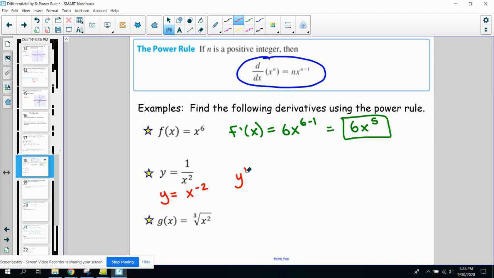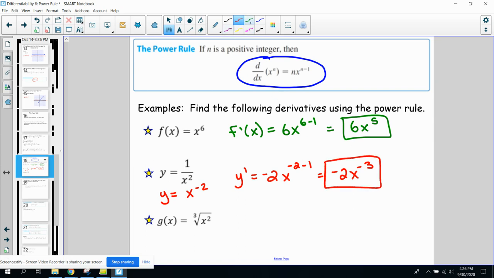So if I wanted to find the derivative, y prime, I'm going to take the exponent, multiply it in front, so negative 2x, and then I have the exponent of negative 2, and I'm going to subtract 1 from that. So I end up with negative 2, x to the negative 3.